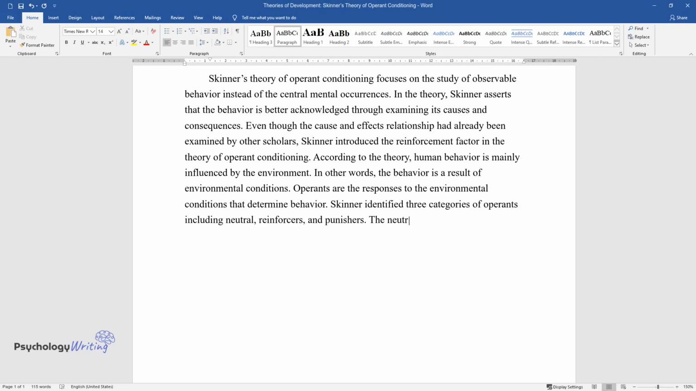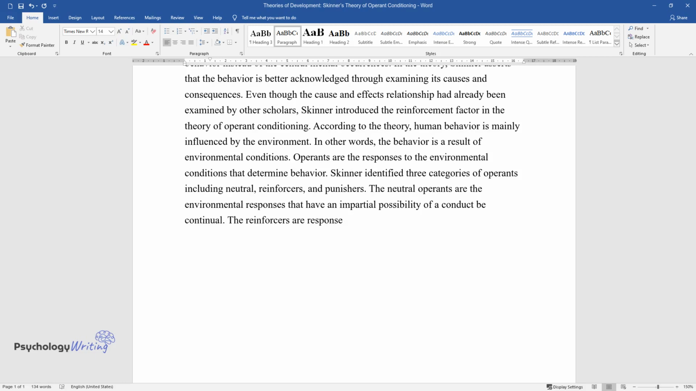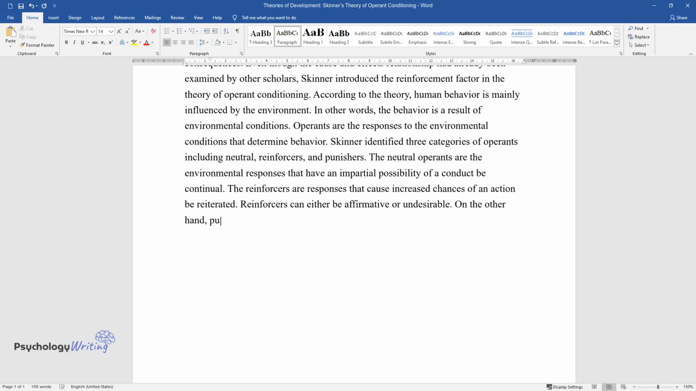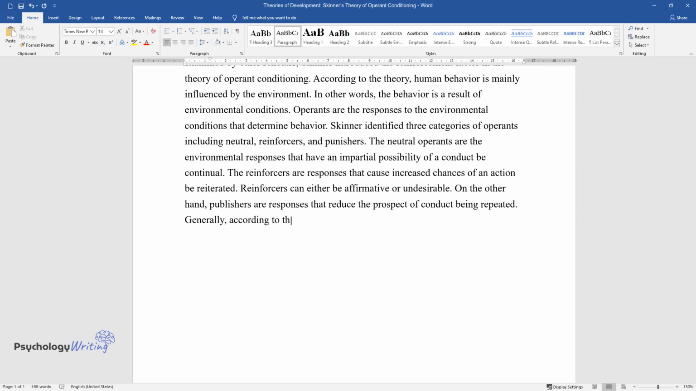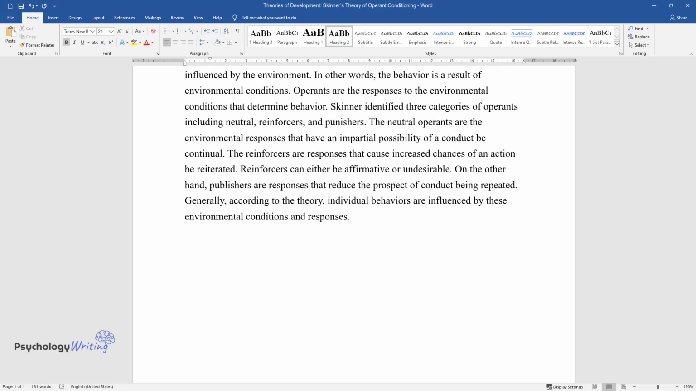The neutral operants are the environmental responses that have an equal possibility of a behavior being repeated. The reinforcers are responses that increase the chances of an action being repeated. Reinforcers can either be positive or negative. On the other hand, punishers are responses that reduce the likelihood of a behavior being repeated. Generally, according to the theory, individual behaviors are influenced by these environmental conditions and responses.